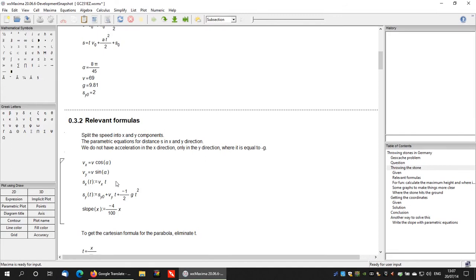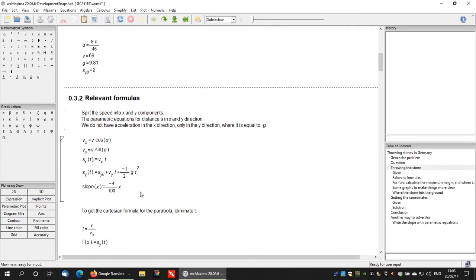We get that the distance in the x direction is Vx times t, and the height Sy is Sy0 plus Vy times t minus 1/2 g t squared. The minus is because the g is of course going downwards. And then we have that slope where they talk about of 4%, so it's minus 4 over 100 times x.